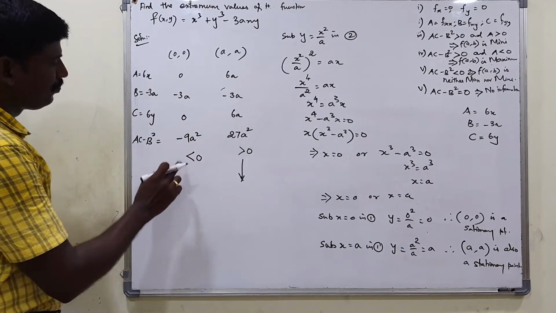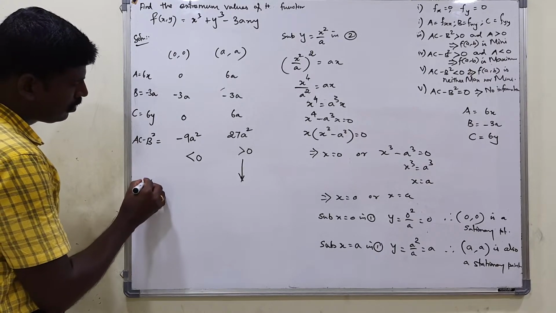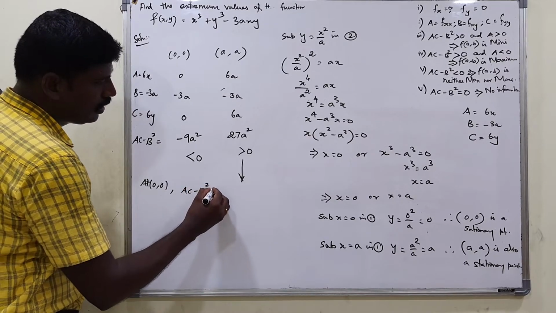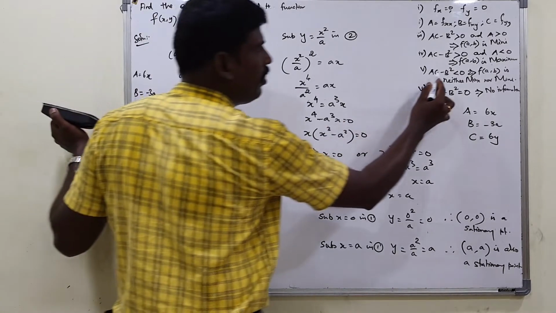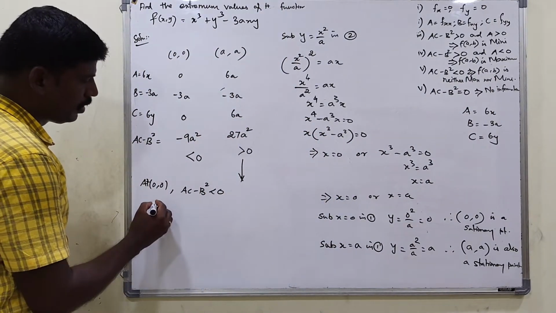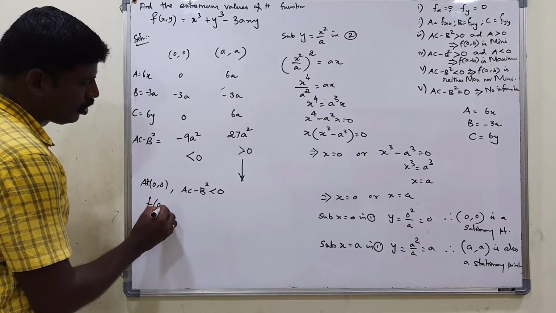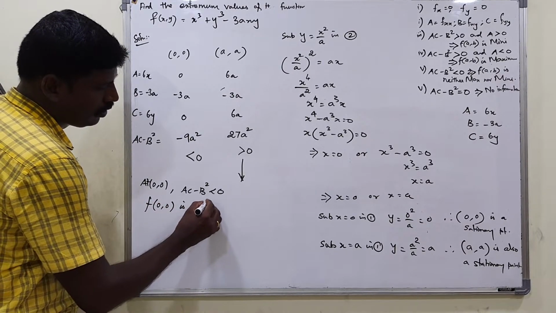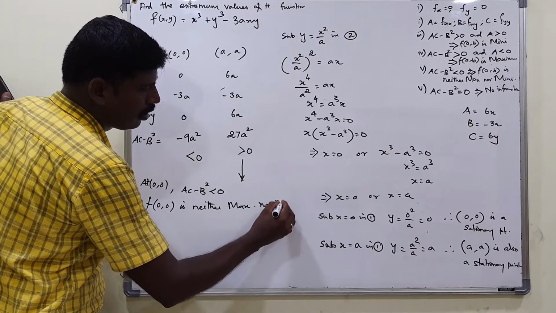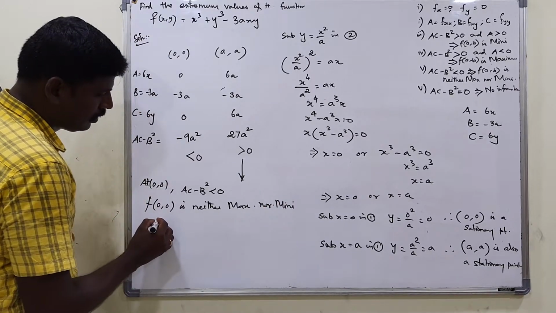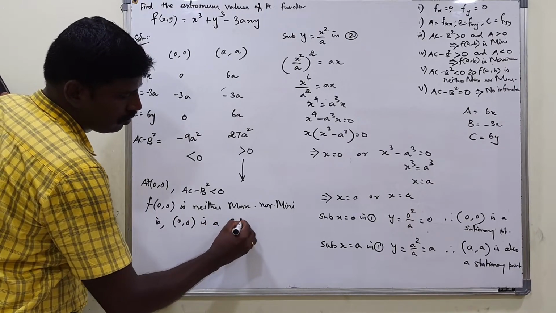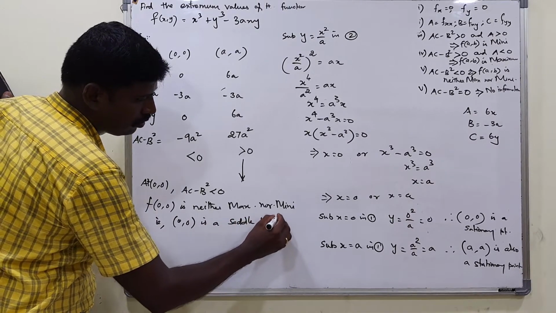Look here. At (0, 0), the value of AC minus B square is negative. What do we conclude if AC minus B square is negative? f at that point is neither a maximum nor a minimum. So f(0, 0) is neither maximum nor minimum. That means (0, 0) is a saddle point.